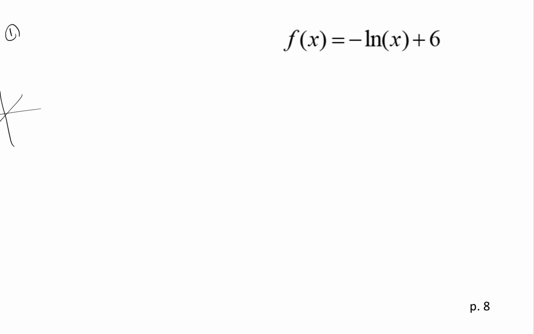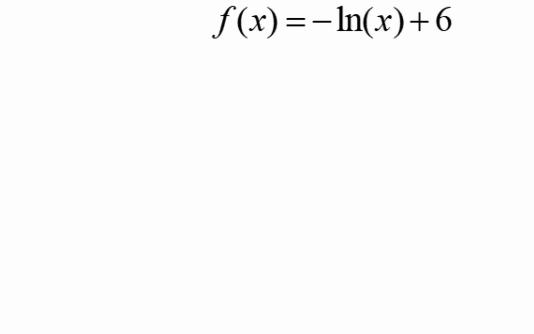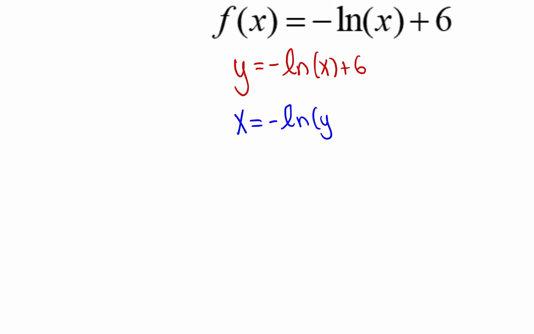f of x equals the negative natural log of x plus 6. My first step is to rewrite f of x to be y. So we have y equals negative natural log of x plus 6. My next step, before I do any division by negative 1 or any subtraction by 6, I need to switch x and y. So I have x is equal to negative natural log of y plus 6.